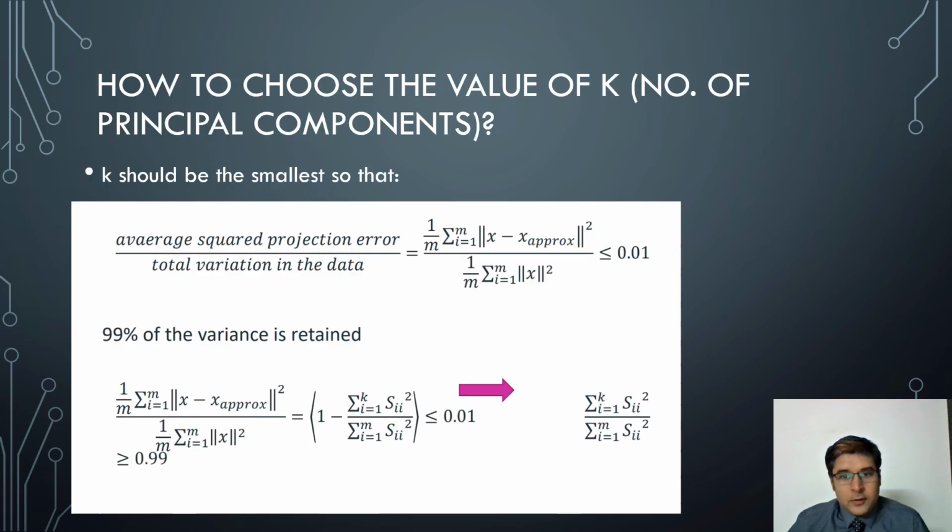How to choose the value of k, that is, the number of principal components. K should be the smallest value such that the average squared projection error divided by the total variation in the data is less than 0.01. 99% of the variance is retained in this case. This is given by this equation here, and it can be simplified further to this. If this is less than 0.01, it implies that the variance is 99% retained.